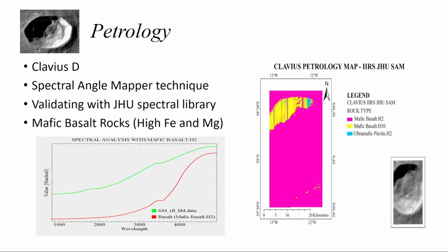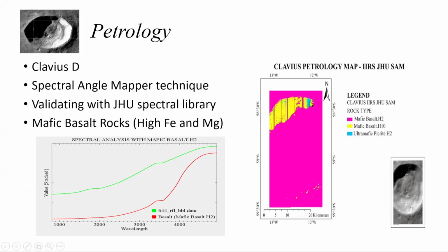So that is mapped with the existing library spectrum, and then we are given the output. For this spectral angle mapper, we have taken the JHU library, Johns Hopkins University's spectral library, the rock spectrum library of JHU, and then tried mapping the pixels with that library.